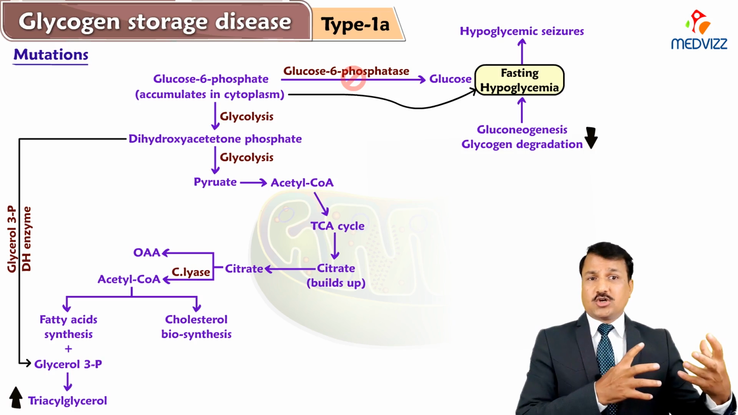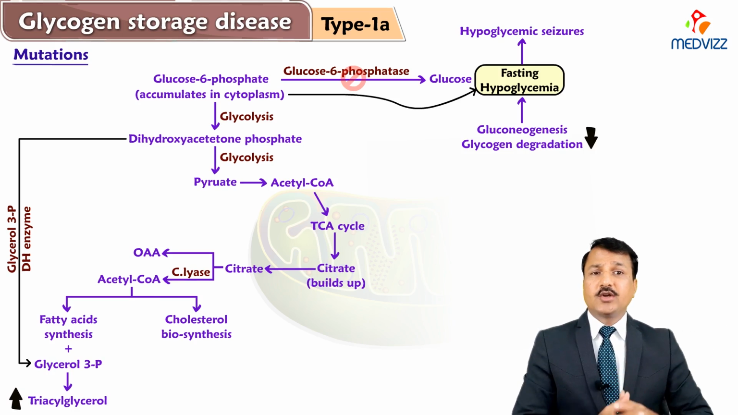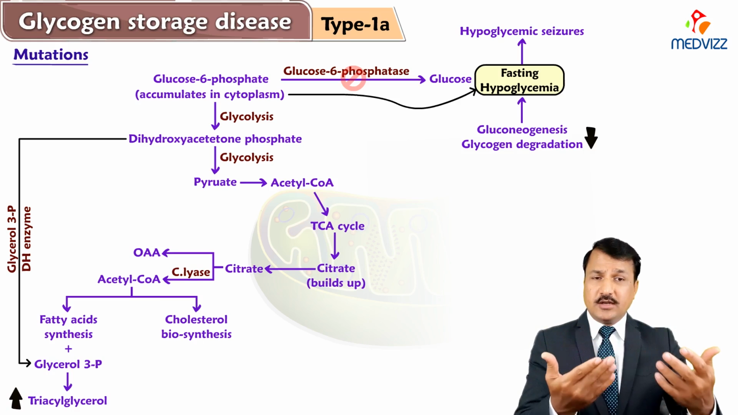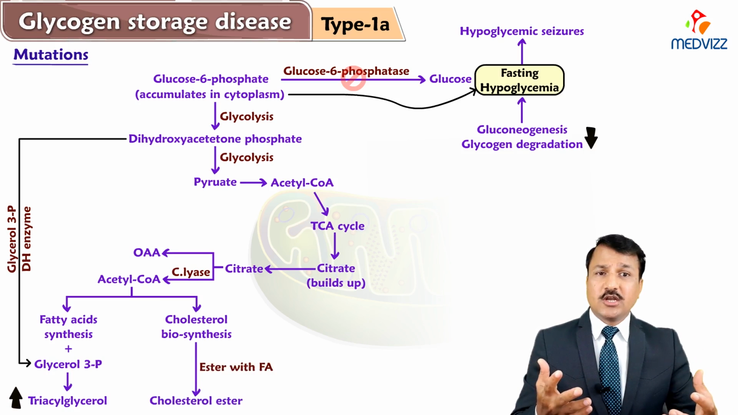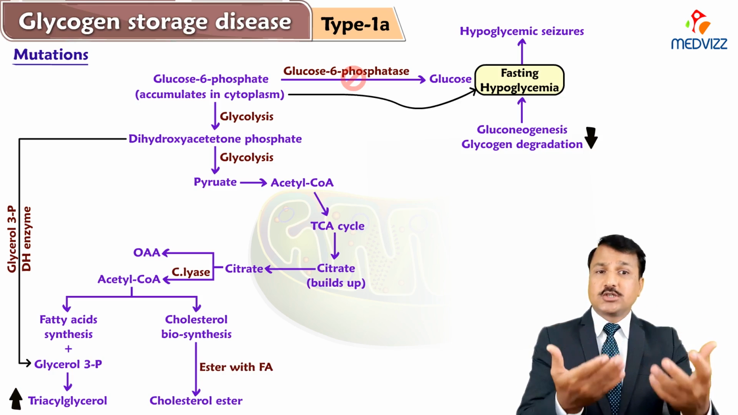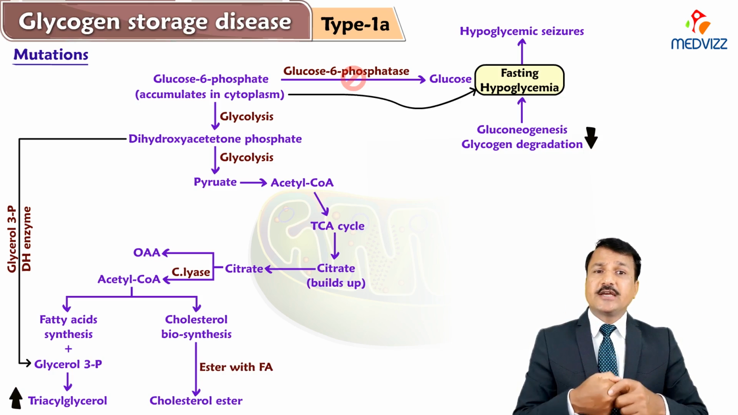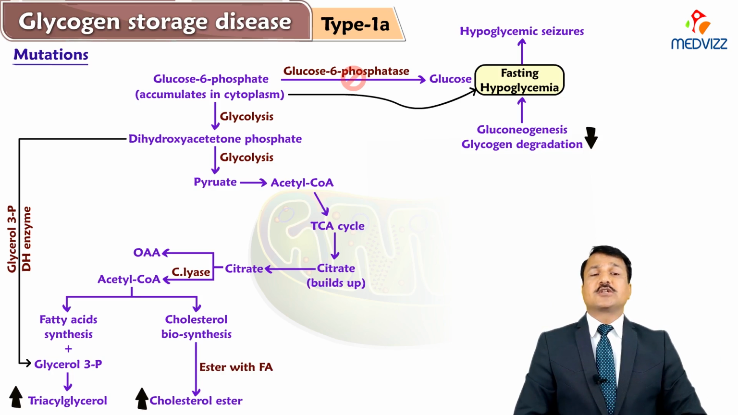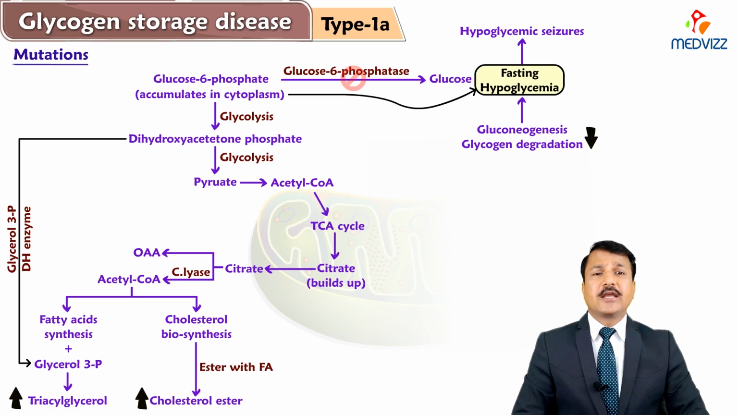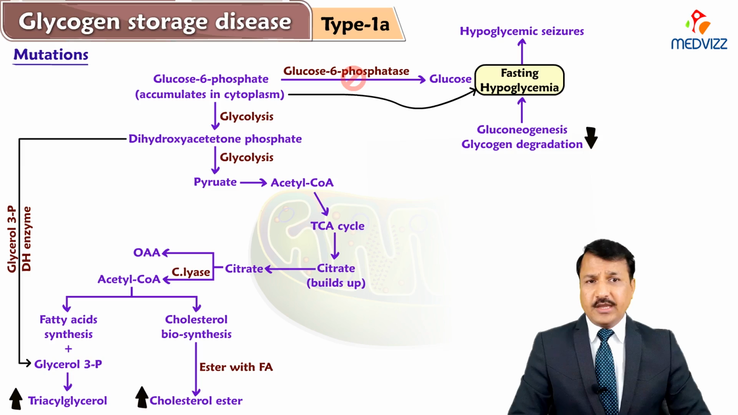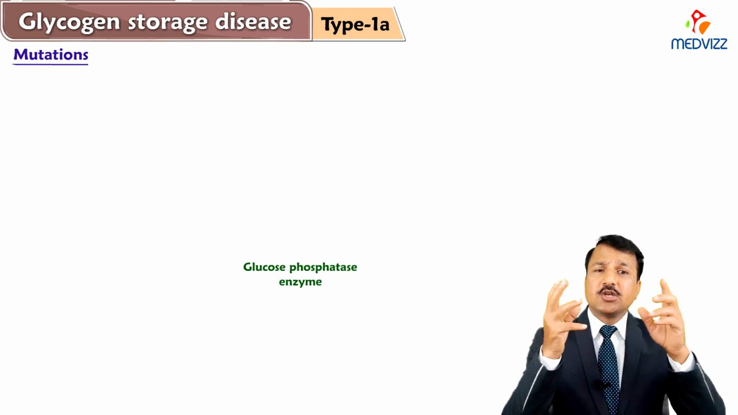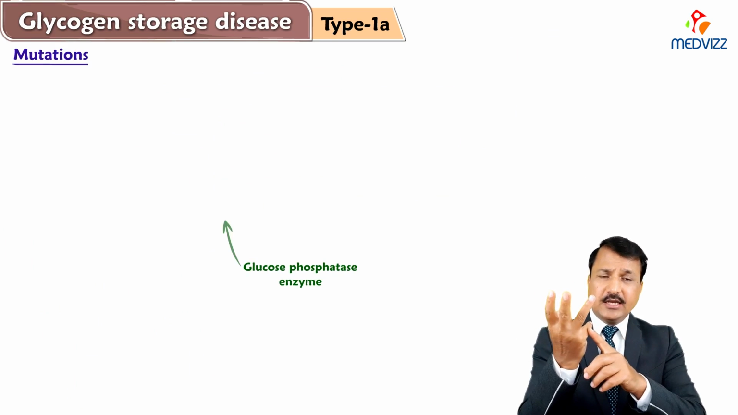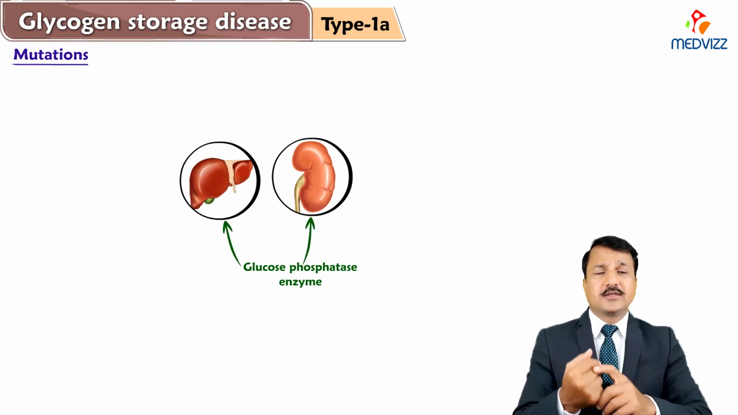And then cholesterol. Acetyl-CoA is diverted to the cholesterol side. So cholesterol is esterified with the fatty acid to make cholesterol ester in the endoplasmic reticulum. So there is an increase in triacylglycerol, and an increase in cholesterol ester. All this will get into the blood in the form of VLDL, because the glucose 6-phosphatase enzyme is located in 3 tissues. So mainly in the liver, and then the kidney, and in the small intestine.